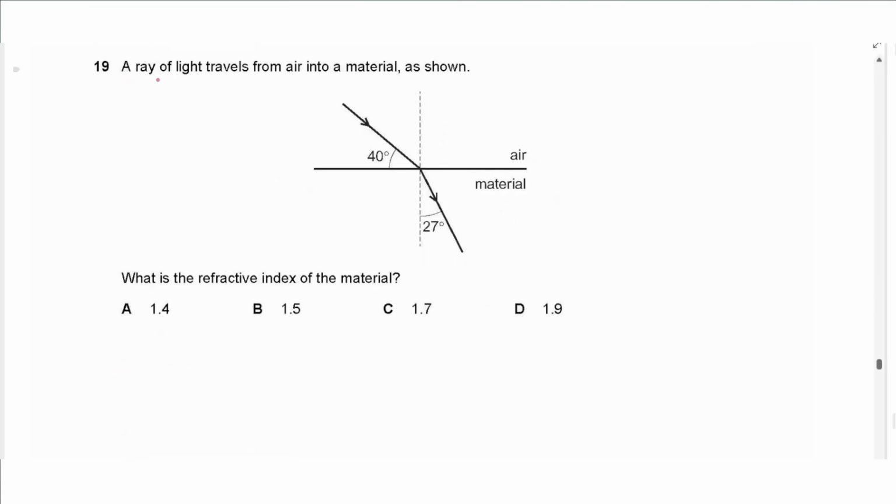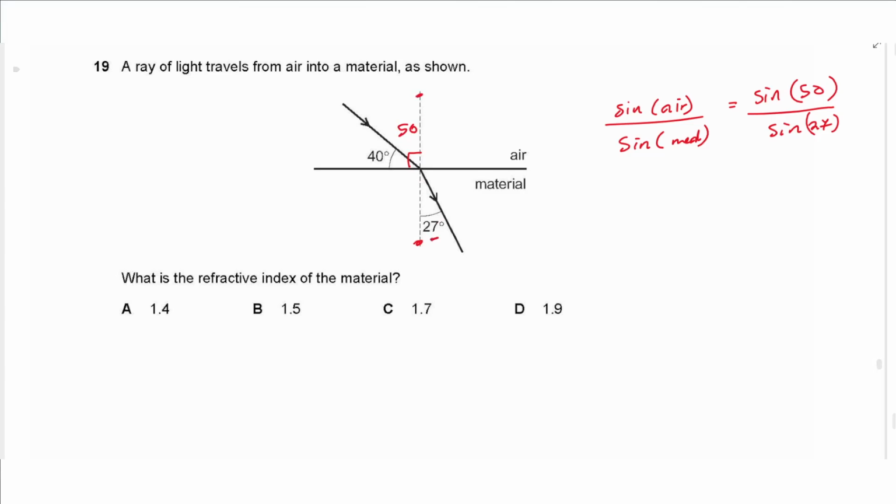Question 19 says, a ray of light travels from air into a material as shown. What is the refractive index of the material? So the refractive index of a medium is equal to sine the angle in air divided by the sine of the angle in the medium. So we have here sine of 90 minus 40, which is 50, divided by sine 27. We need the angles from the normal, not from the surface. So this is 50 and 27.